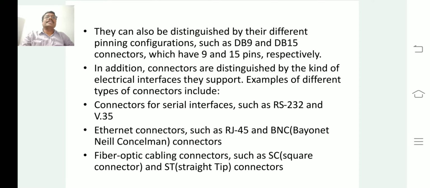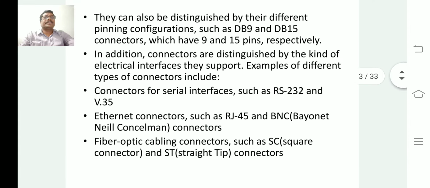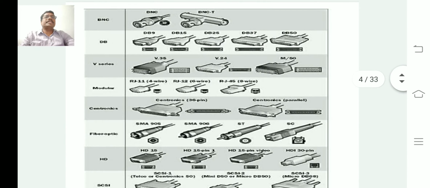Ethernet connectors such as RJ45, this is the one we use most broadly. Most of the time we use this RJ45 because most of the time we connect our system to the internet. There at the end we have the RJ45, that is called the Ethernet connector. We also have BNC connectors, like for the TV, at the end of the cable we have BNC connectors. Then we have fiber optic cabling connectors such as square type or straight type connectors. These are the different shapes, different types of connectors.